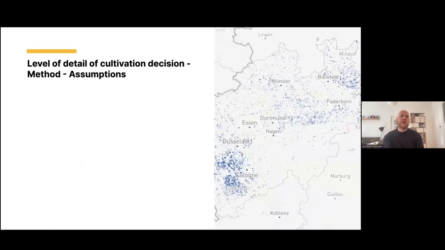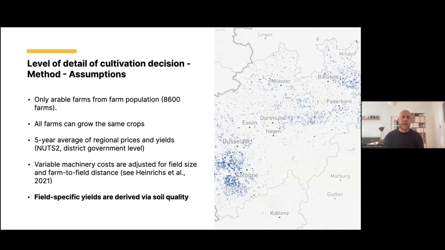So then for the assumptions, we only looked at arable farms within North Rhine-Westphalia. North Rhine-Westphalia has an estimated 8,600 farms. We assumed that all farms can grow the same crops. This is just a theoretical assumption to show the difference between the two approaches. We used a 5-year average of regional prices and yields. The prices and yields were available on the NUTS 2 level, that means district government level. So for our region, that would be Cologne.